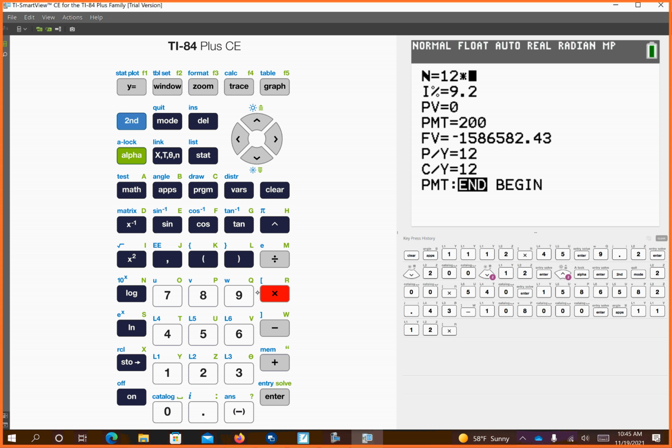90 minus 65 is 25, right? So we're going to now get payments. We're going to use our money to pay us back. So we're going to get 300 payments from age 65 to age 90. Okay, still following me in this adventure?